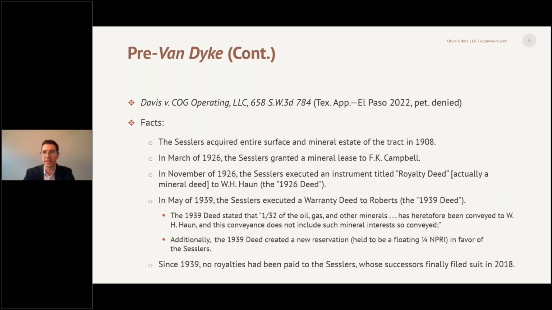The 1939 deed stated that a 1/32 of the oil and gas rights had previously been conveyed to W.H. Hahn, and that the conveyance did not include that conveyance. Additionally, the 1939 deed created a new reservation in favor of the Sesslers. Since 1939, no royalties had been paid to the Sesslers, and their successors finally filed suit in 2018.